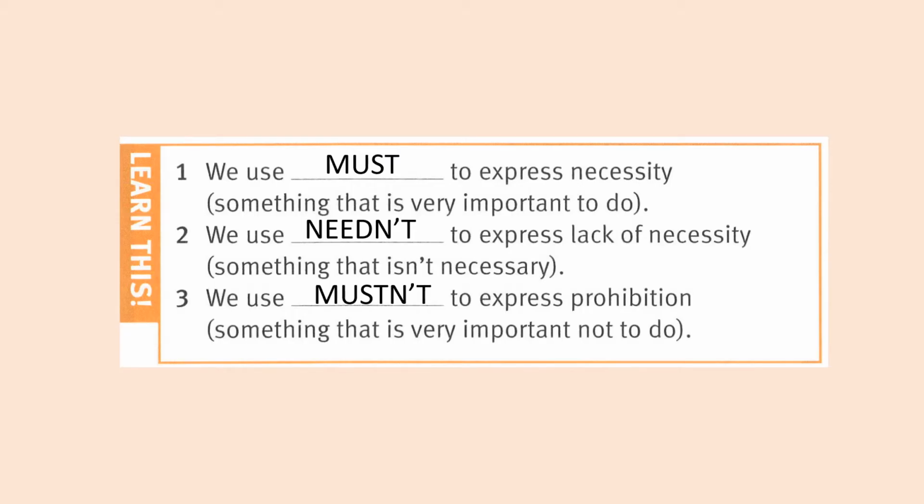In other words, we use must to express necessity, something that is very important to do, which obviously has to be done. We use needn't to express lack of necessity, so something that isn't necessary but that you perhaps want to do. And we use mustn't to express prohibition, something that is very important not to do, something that you absolutely should avoid.